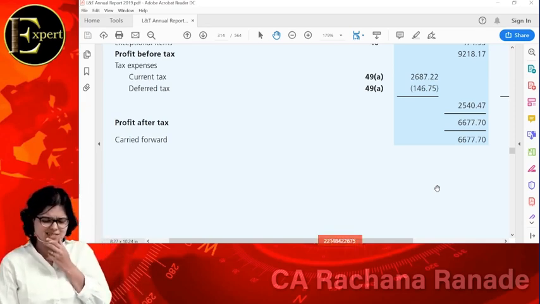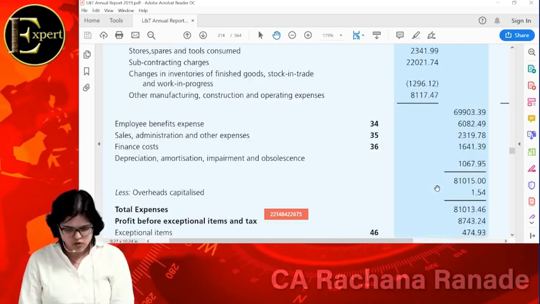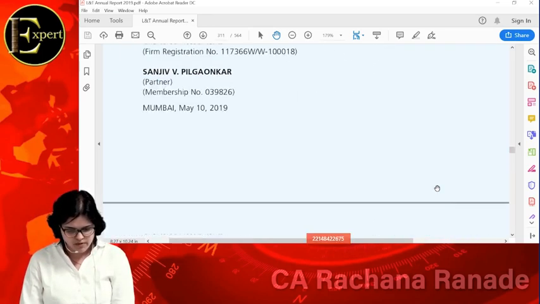Okay, so how will we check? Did they really get this money or not? Now where will we check? Shareholders funds in the balance sheet. So let us go to the balance sheet, shareholders funds.